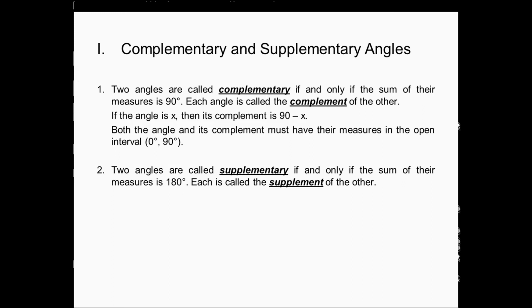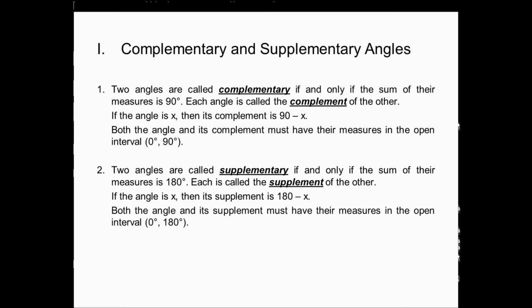Okay, number two, angles are called supplementary if and only if the sum of their measures is 180 degrees. Each is called the supplement of the other. If the angle is x, then its supplement is 180 minus x. So now both the angle and its supplement must have their measures in the open interval 0 degrees to 180 degrees. So you can't equal 0, you can't equal 180.